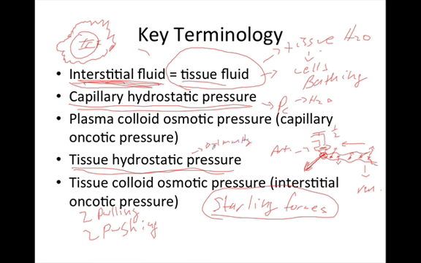Some books will say tissue hydrostatic pressure is about 5 millimeters of mercury. For the sake of simplicity, I'll just keep the discussion to 0 to 1. But the point here is that tissue hydrostatic pressure is very low. The water pressure in the tissues is very low.